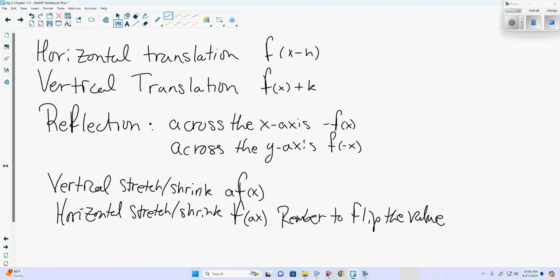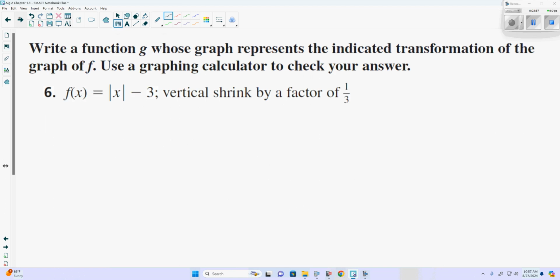Now, we've been working on these the last few days, and the last ones we did were vertical stretch shrink, horizontal stretch shrink. So the first one we're going to look at here, we picked up from yesterday, was to write a function g whose graph represents the indicated transformation of the graph of f. We won't use a graphing calculator. We'll just do this here. So we're wanting to call this g of x. Now, here, we're wanting to apply a vertical shrink by a factor of 1/3.